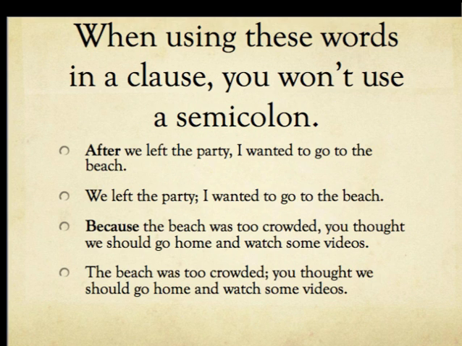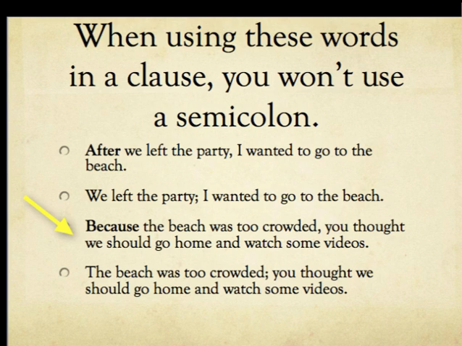Let's look at these examples. After we left the party, I wanted to go to the beach. In that particular sentence, you're not going to use a semicolon because after we left the party begins with a subordinate conjunction and is thus dependent, so you put the comma in. But look what happens when you add the semicolon. We left the party; I wanted to go to the beach. The meaning of the sentence has changed. It is not just that we left the party, but I wanted to go to the beach, and maybe that's why we left the party.